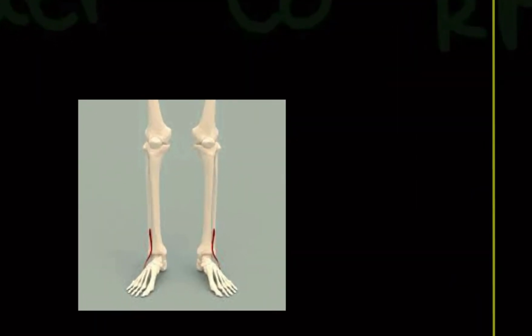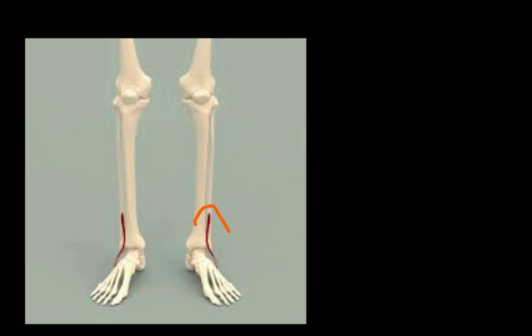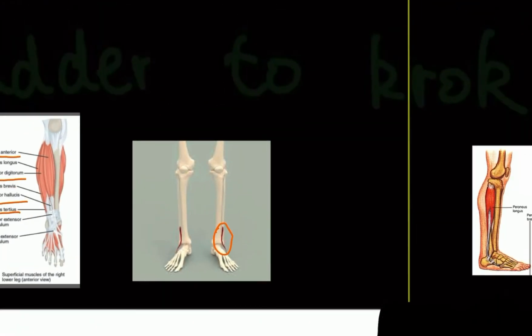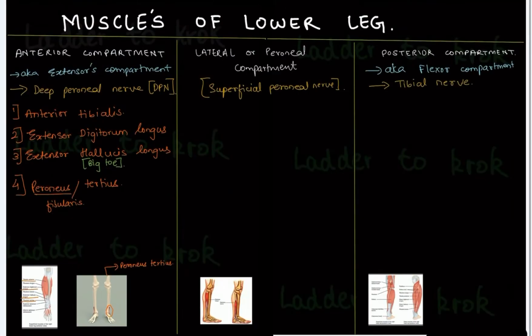This is the separate picture for the peroneus tertius. As you can see, it is present on the anterior side. It's related to the fibula as well. Okay. But it's present mostly on the anterior side. So that's why it comes under this compartment. So this is peroneus tertius. Okay. So I hope now this is clear. The anterior compartment is clear.